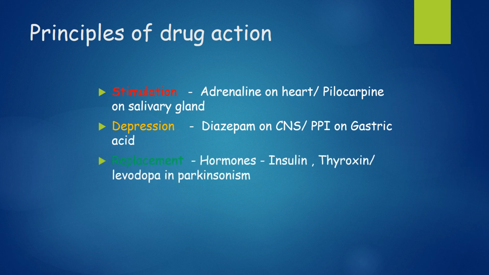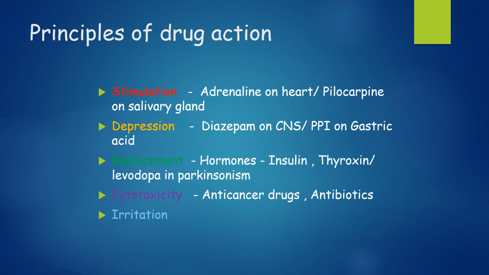Then replacement. Hormones like insulin or thyroxine replace the hormone which is naturally present in our body, when the amount produced in the body is less, or when the organ is not receiving an adequate amount. So we have to give it externally, to replace that deficiency, and that is a principle of drug action. Last but not least, cytotoxicity. In the case of infections or cancerous cells, we have to destroy that cell, or kill the microorganism. This is the principle of cytotoxicity.